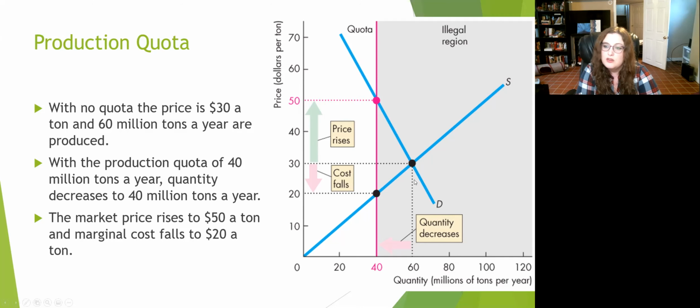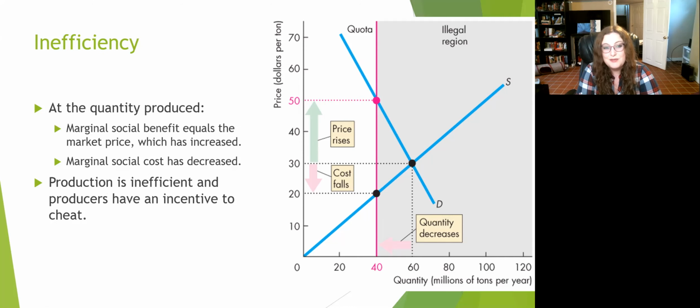These production quotas are really good for the money into farmers, but it's not necessarily very good for the system of people that want to buy them. And that's something that is tough to figure out. There's inefficiencies that are created by this. The marginal social benefit equals the market price, which is increased, and the marginal social cost has ended up decreasing.